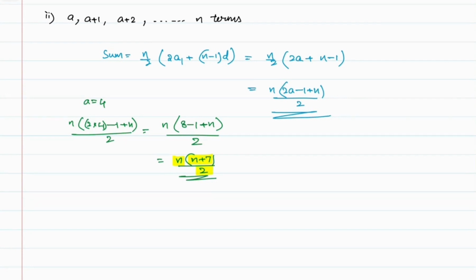So these are the results that we can obtain by considering the consecutive natural numbers as a mathematical progression.